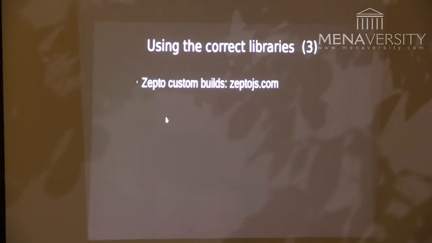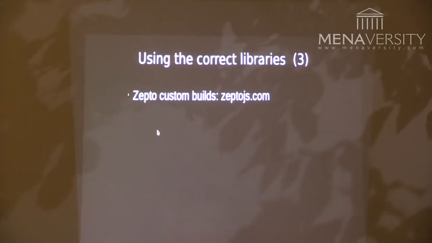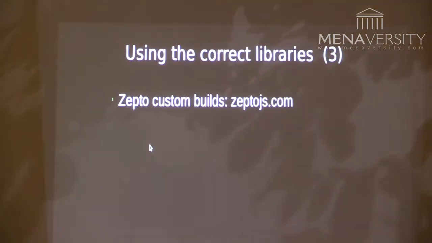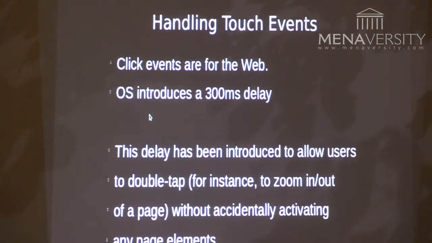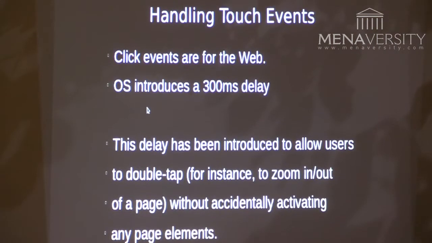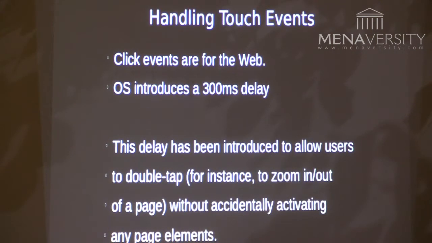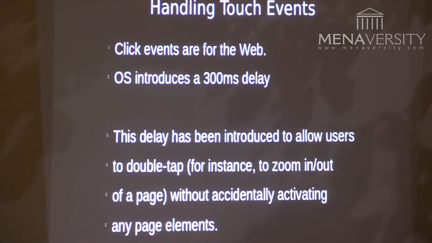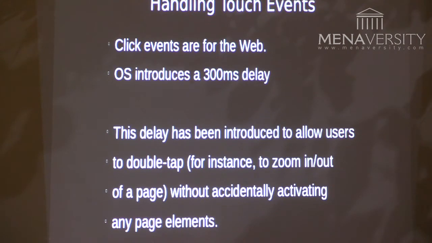So custom builds are a good example in order to keep the library of minimum size. Next, handling touch events. Click events are for the web. If you have any web application and you build it using PhoneGap or any other framework that builds your application into a web view, you'll notice that every click event will be delayed by 300 milliseconds.